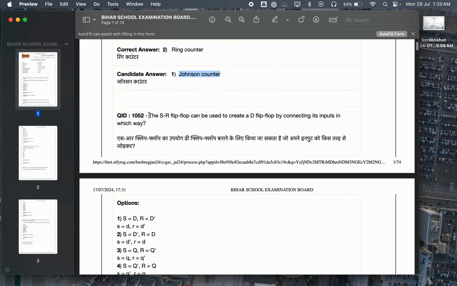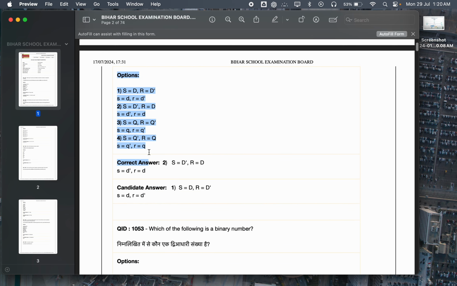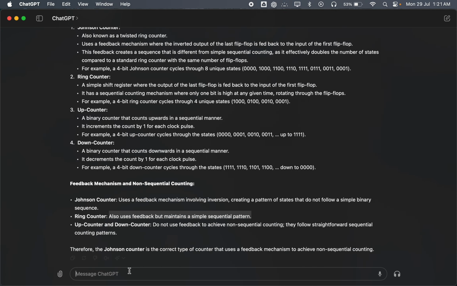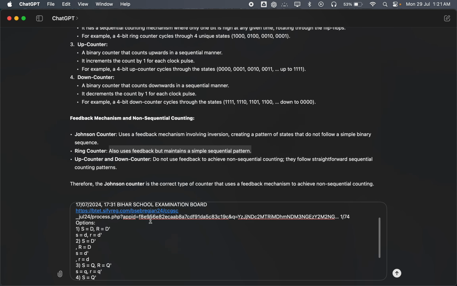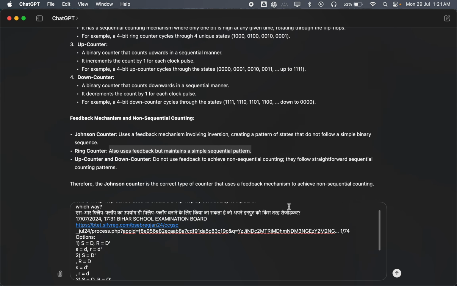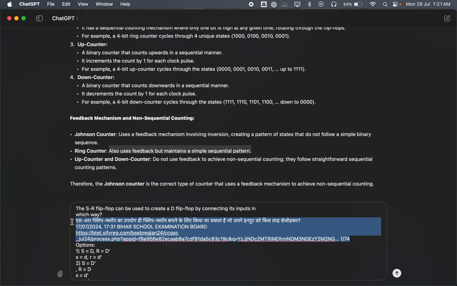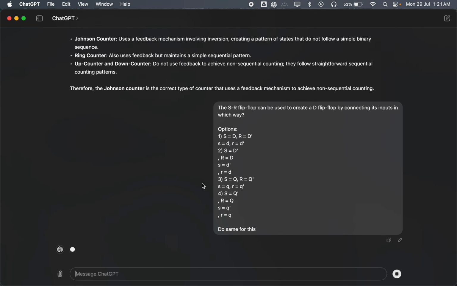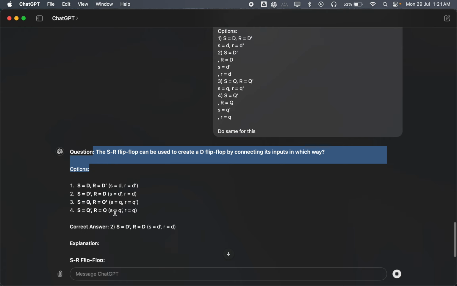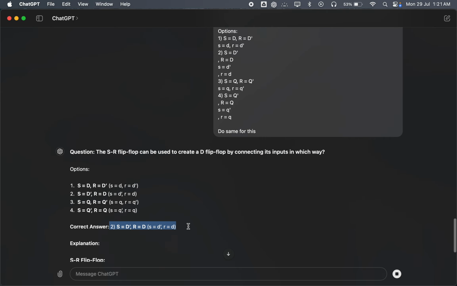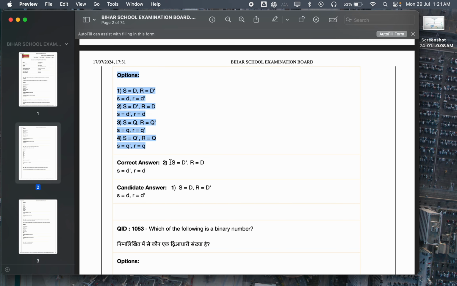In SR flip-flop, the SR flip-flop can be used to create a D flip-flop by connecting its inputs in each bit. Okay, so these are the questions. The correct answer is S equal to D dash, R equal to D, and I've given, okay, my answer was S equal to D, R equal to D dash. It's actually the opposite.